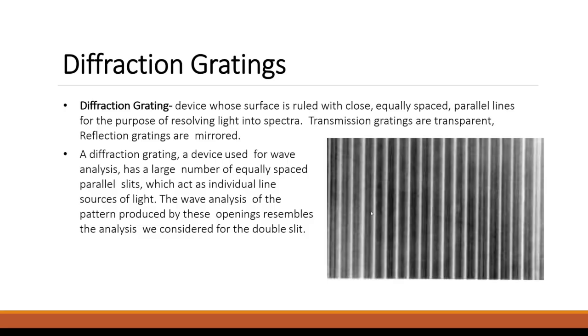A diffraction grating is a device whose surface is ruled with close, equally spaced parallel lines for the purpose of resolving light into spectra. Transmission gratings are transparent, and reflection gratings are mirrored. So this device is used for wave analysis, and with these large parallel slits, they act as individual line sources of light. And so the wave analysis of the pattern produced by these openings resembles the analysis we considered for the double slit experiment.